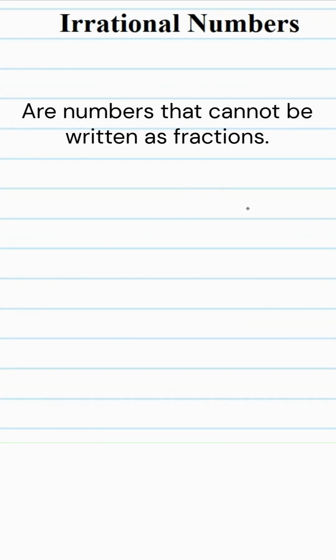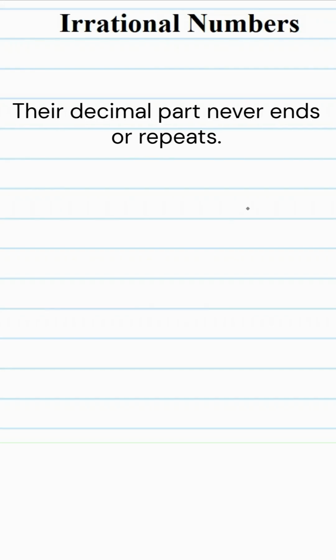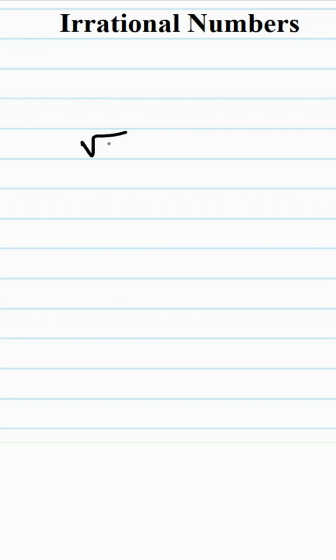Our next number is irrational numbers. Irrational numbers are those numbers that cannot be written as fractions. Remember, rational numbers can be written as fractions. Irrational numbers are the opposite of rational numbers. Irrational numbers cannot be written as fractions. Their decimal parts never end, or we say it never repeats. An example of irrational numbers is square root of 2.